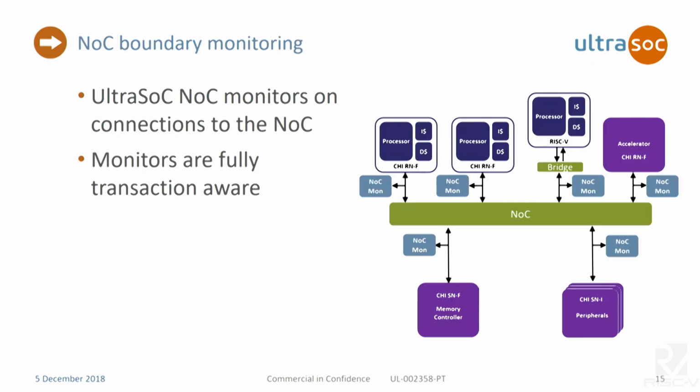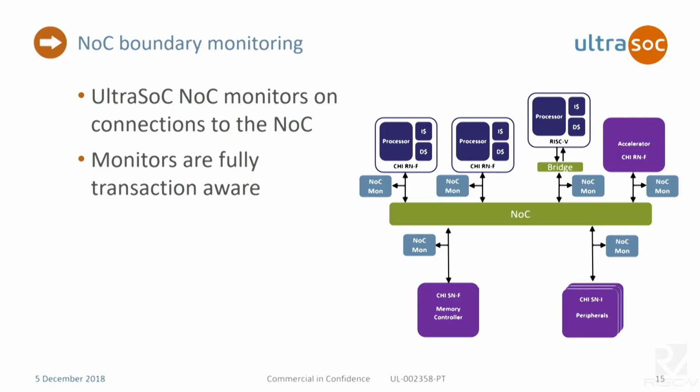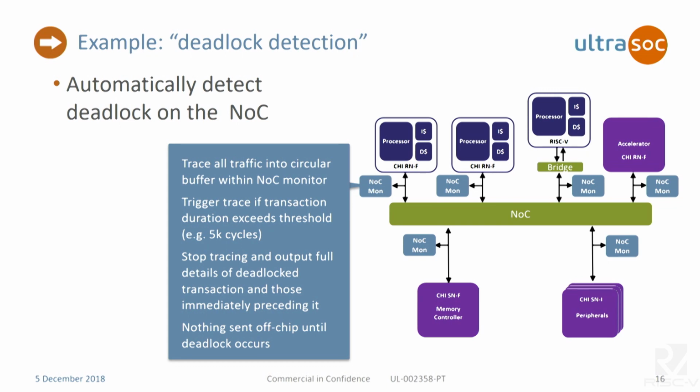So that's the run control. This is probably slightly overkill, but we're monitoring the masters and slaves of the NOCs. The monitors need to be truly transaction and protocol aware. With this in mind, you can do things like look for deadlock or timeouts. You configure this bus monitor to look for transactions going by. And if a transaction takes more than a certain number of cycles, which you can configure at runtime, then the traces that you captured are available either to send off chip or for something on chip to look at.